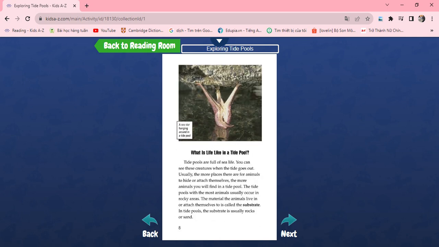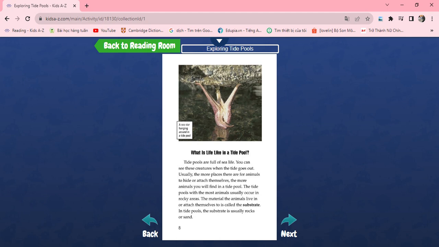What is life like in the tide pool? Tide pools are full of sea life. You can see these creatures when the tides go out. Usually, the more places there are for animals to hide or attach themselves, the more animals you will find in the tide pool. The tide pools with the most animals usually occur in rocky areas.